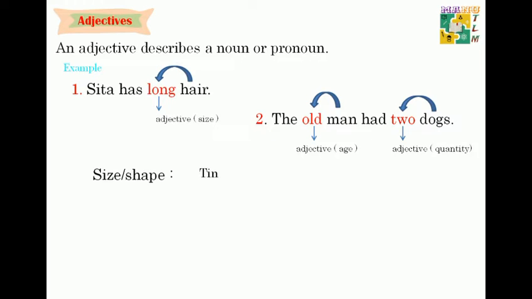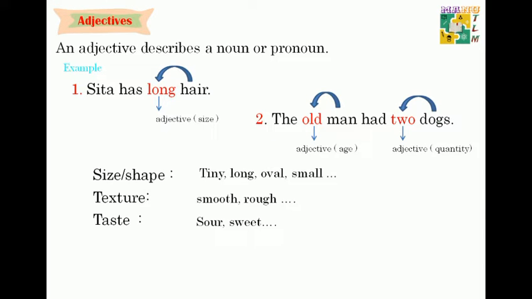Adjectives describe different things: size and shape, structure, taste, appearance, and color. Examples are given here.